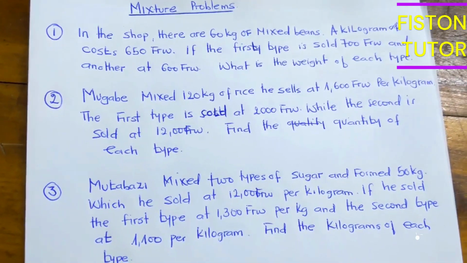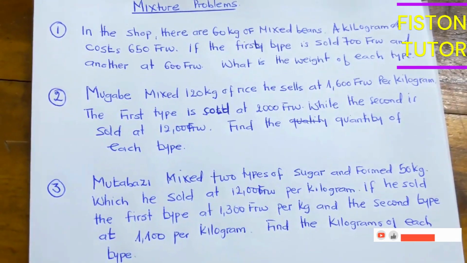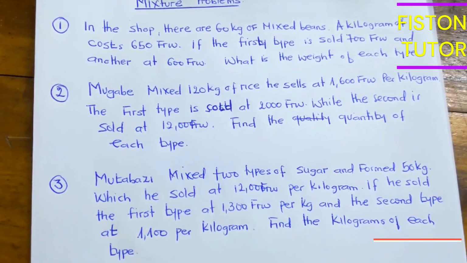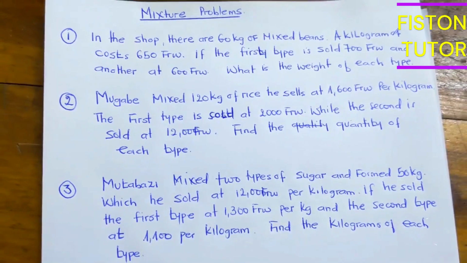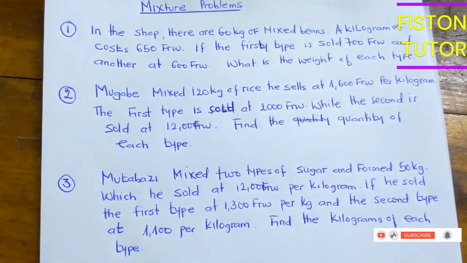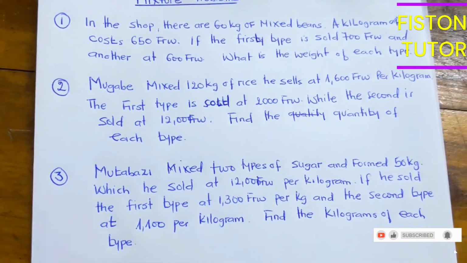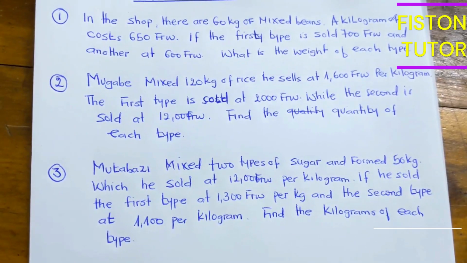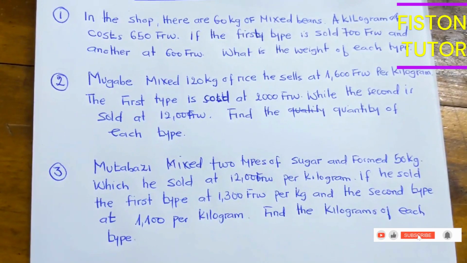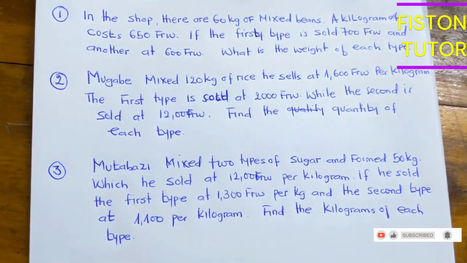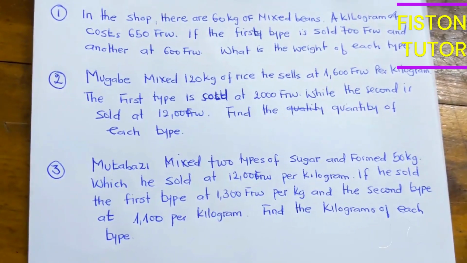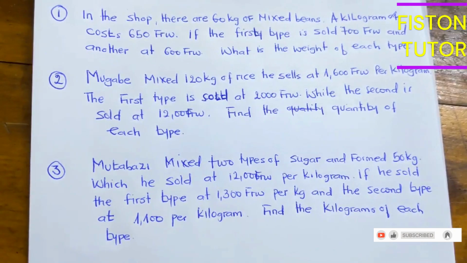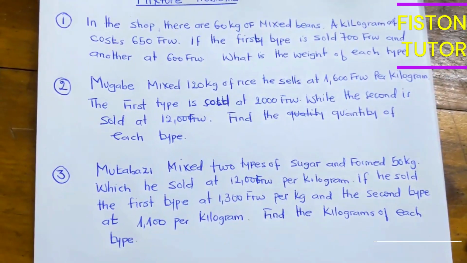That is the second. The third question must be done with someone who is following this video, because I have to mention that you have understood what I'm going to teach you. Mutabas mixed 2 types of sugar and formed 50 kg, which he sold at 1,201 francs per kilogram. If he sold the first type at 1,301 francs per kilogram and the second type at 1,100 per kilogram, find the kilogram of each type. So let us enjoy and start.